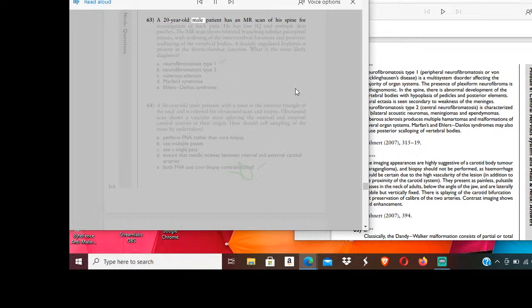Question 63. A 20-year-old male patient has an MR scan of his spine for investigation of back pain. He has low IQ and multiple skin patches. The MR scan shows bilateral branching tubular paraspinal masses, with widening of the intervertebral foramina and posterior scalloping of the vertebral bodies. A sharply angulated kyphosis is present at the thoracolumbar junction. What is the most likely diagnosis?